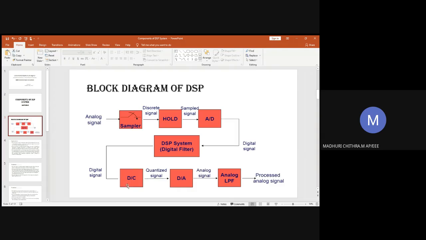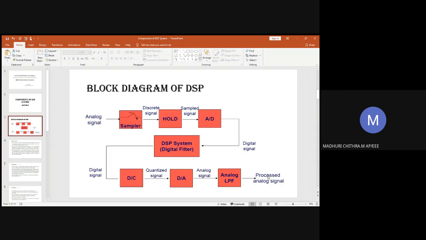The converter produces quantized signals, which means organized signals. Those signals are again converted from digital to analog. The analog signal is then passed to the analog low pass filter. Why do we use the low pass filter again? By converting from analog to digital and digital to analog, some unwanted signals are present, so we give it to the analog low pass filter.